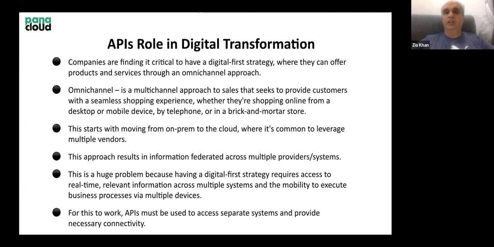Now, API role in digital transformation. Companies are finding it critical to have a digital-first strategy. We can offer products and services through an omni-channel approach. Now, what is this omni-channel?